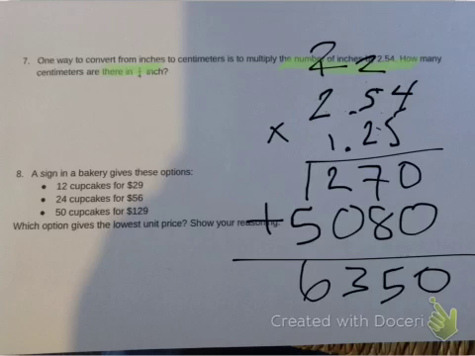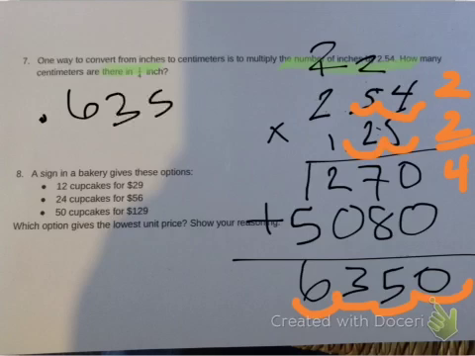Now we have to count our jumps because we're multiplying. There's 2 jumps in the top number. There's 2 jumps in the bottom number, so there's a total of 4 jumps. 1, 2, 3, 4. So our answer would be 0.635 centimeters.